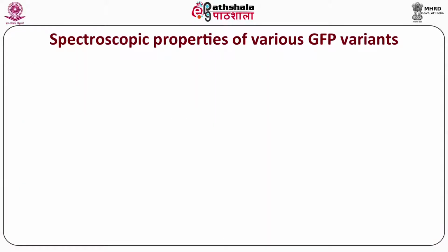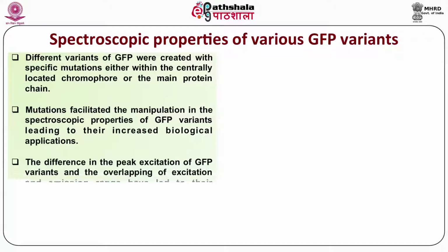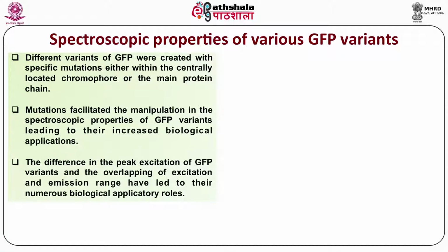Now we talk about the spectroscopic properties of variants of green fluorescent protein. Different variants of green fluorescent protein were created with specific mutations either within the centrally located chromophore or the main protein chain. Mutation facilitated the manipulation of the spectroscopic properties of green fluorescent protein, leading to their increased biological applications. The difference in the peak excitation of green fluorescent protein variants and the overlapping of excitation and emission ranges have led to their numerous biological roles.